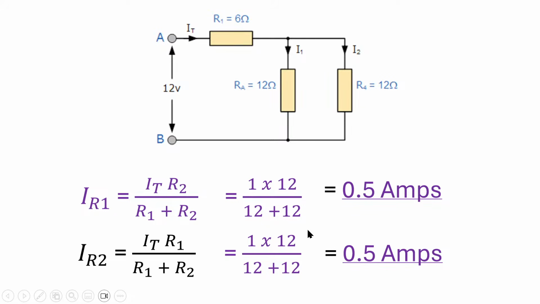Also, to calculate the current flowing through here, which is I_R2, it will equal I total times R1 divided by R1 plus R2. When we do that, we also have 0.5 amps. The reason we are getting 0.5 for both of them is because the two resistors are of the same value. That means the current will divide into two. Part of it will flow through here and part of it will flow through here.